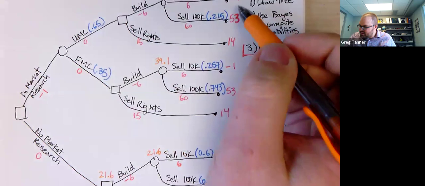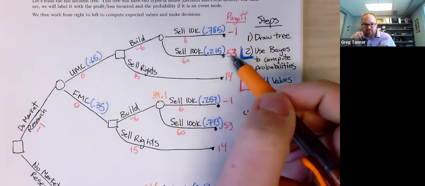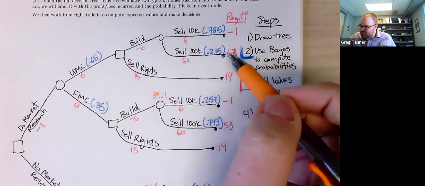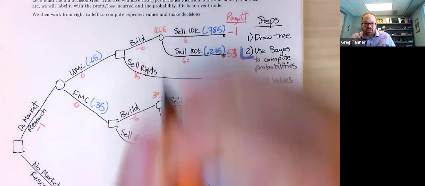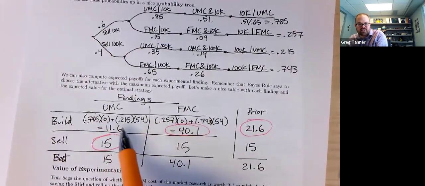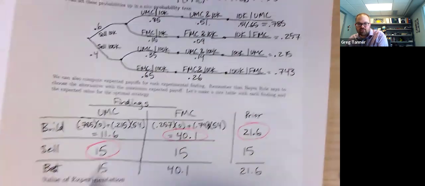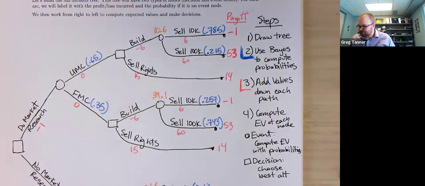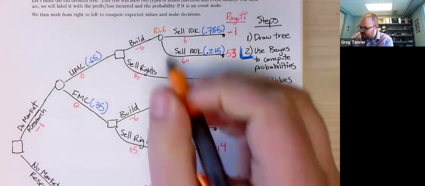Okay. Up here, I'll use these two probabilities and -1 and 53 to compute the expected value. And that will give me a value of 10.6, which is one less than this 11.6 because I'm using -1 and 53, which is one less for both of those. Okay. So there I'm using the probabilities for event nodes.